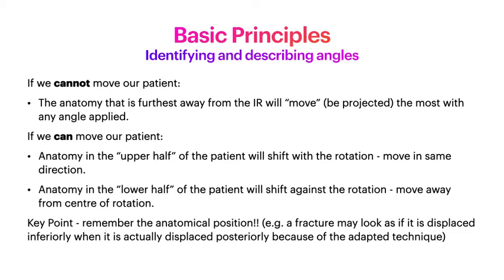Now, if we can move our patient, we need to think of our patients or their body parts sort of as on an axis. So one half moves one way, one half moves the other way. Anatomy in the upper half of the patient will shift with the rotation, so for example, move in the same direction. Anatomy in the lower half of the patient will shift against the rotation, so it will move away from the centre of rotation. If I give you an example, say we're doing a lateral wrist, we've got the radius and the ulna. One of them is going to move one way, one of them is going to move the other way, if you think about the wrist as being on an axis.